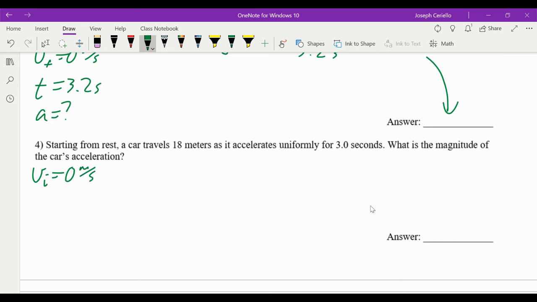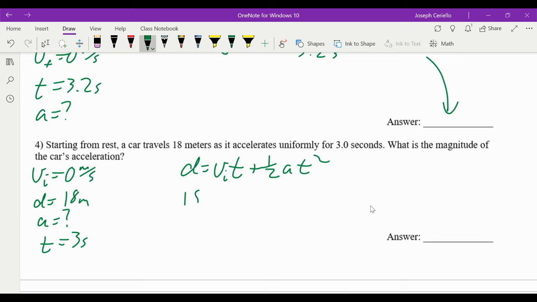A car travels 18 meters as it accelerates uniformly, so we don't know the acceleration, for 3 seconds. What is the magnitude of the car's acceleration? For this one, I have T, D, V initial, and I'm looking for A. I don't have V final, so I'd have to use this equation here: D equals V initial times time plus 1/2 AT squared.